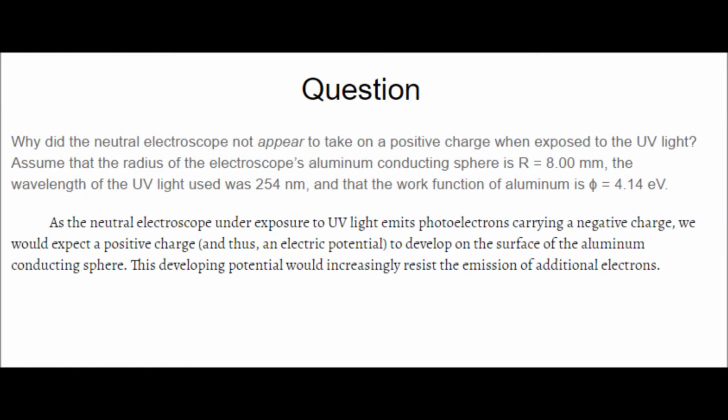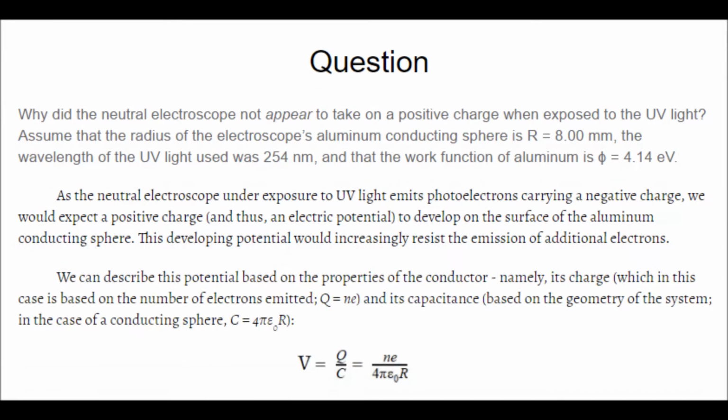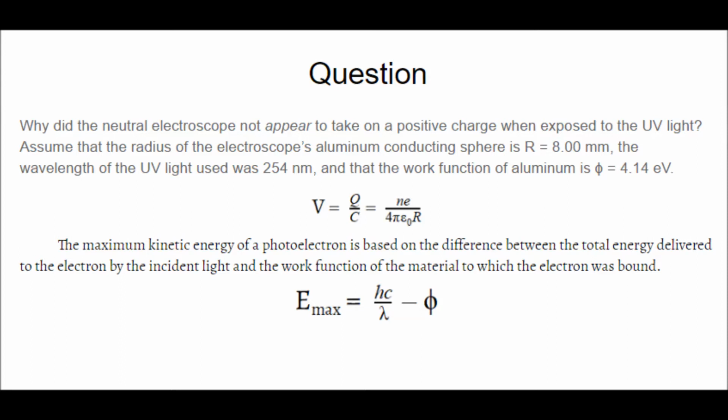As the neutral electroscope is exposed to UV light and emits photoelectrons carrying a negative charge, we would expect a positive charge, and thus an electric potential, to develop on the surface of its aluminum conducting sphere. This developing potential would increasingly resist the emission of additional electrons. We can describe this developing potential based on the properties of the conductor, namely its charge, which in this case is based on the number of electrons emitted, or Q equals Ne, and its capacitance, which is based on the geometry of the system, and in the case of a conducting sphere, C equals 4 pi epsilon naught r. We'll hold on to that expression for future reference.